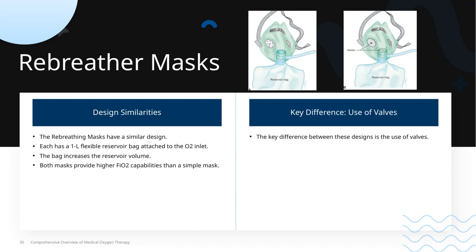Let's take a closer look at the rebreathing masks, which share a similar design. Each of these masks features a 1-liter flexible reservoir bag attached to the oxygen inlet. This bag plays a crucial role because it increases the reservoir volume, allowing the patient to re-inhale some of the exhaled gases. As a result, both masks can deliver higher FiO2 capabilities compared to a simple mask, making them more effective for patients needing higher oxygen concentrations.